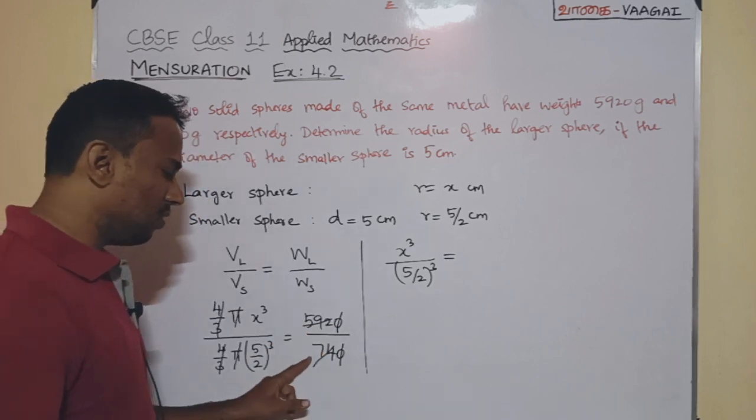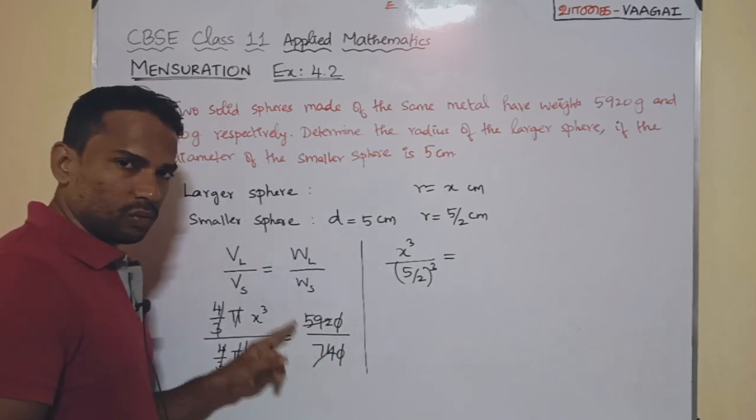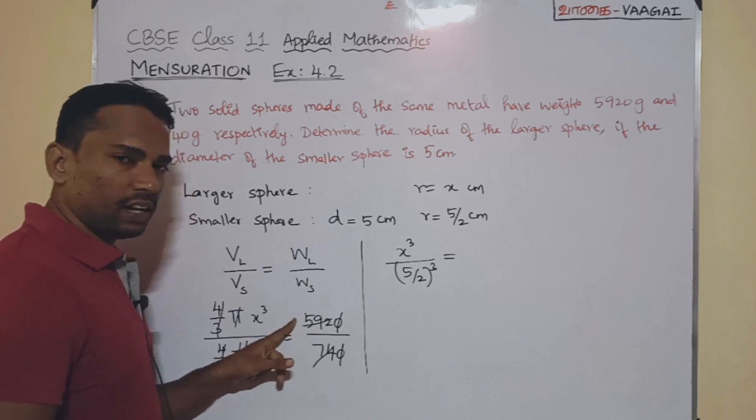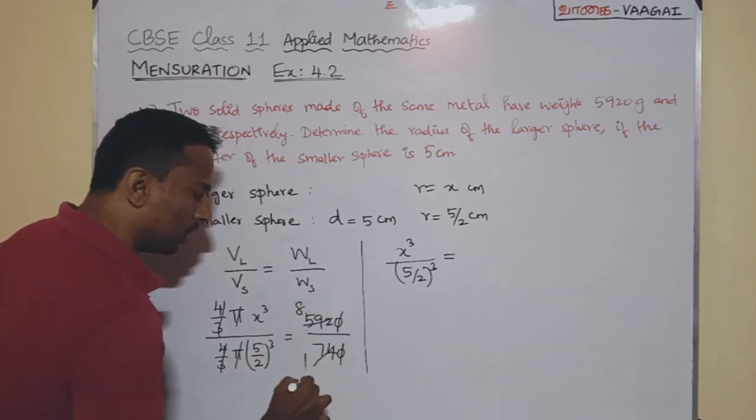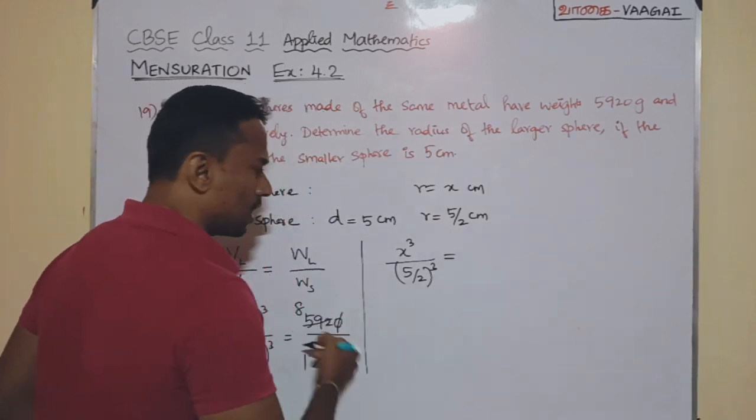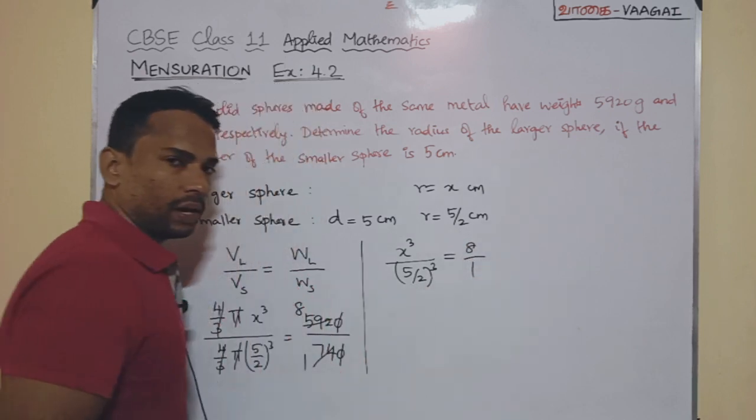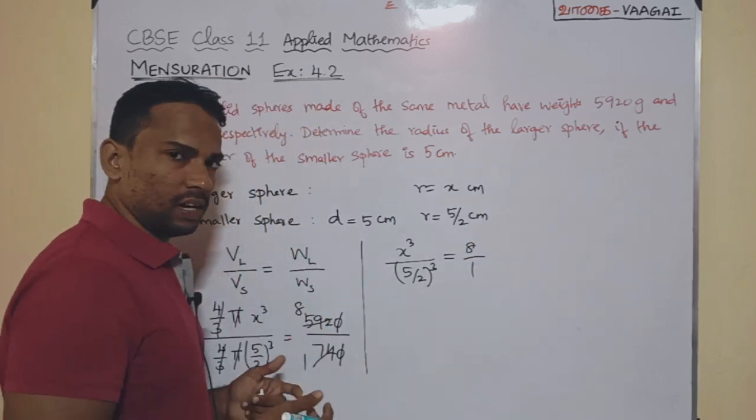Is it or not? 74 into 8, you check it. 74 8s are, you will be getting 592. So I will have 8 by 1 on my right hand side. So this will be same as 8 by 1. Okay, yes. Now let's have a clear look here.